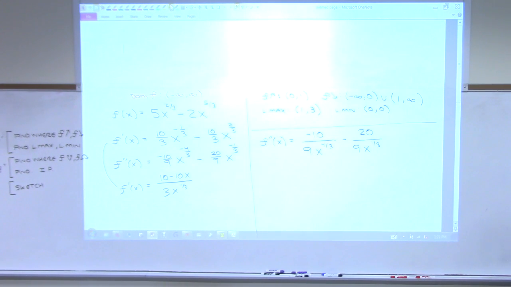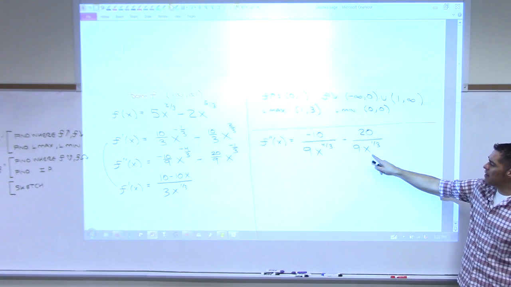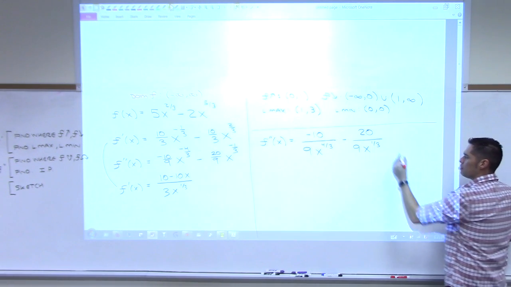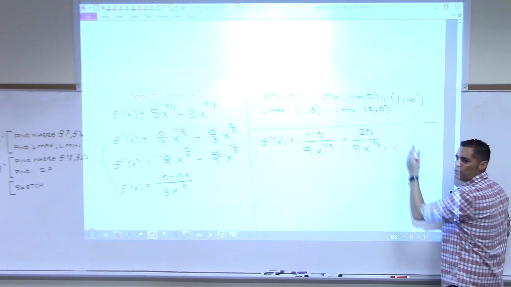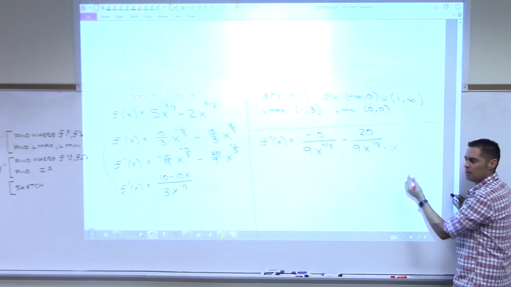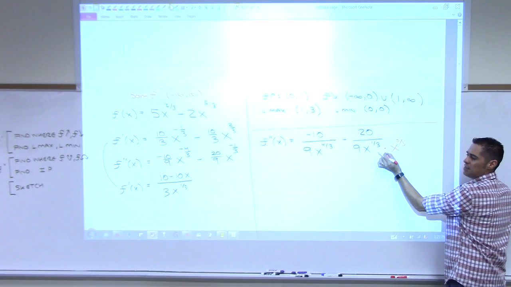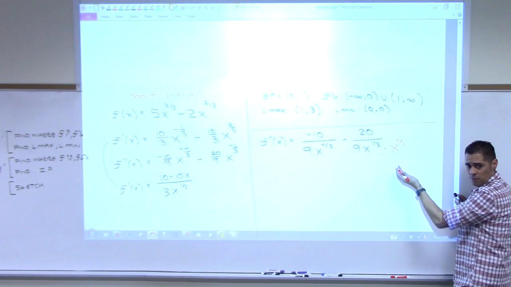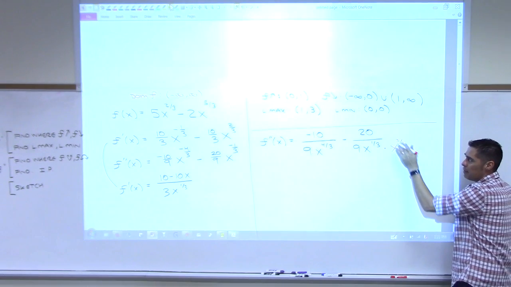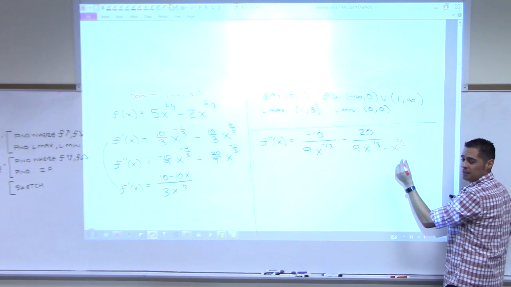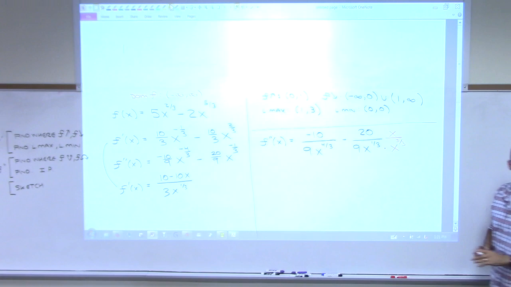What is a common denominator? 9x to the 4/3, right? If I could make them both look like that. So how do I make this one look like 9x to the 4/3? Multiply by x to the 3/3, which is just x, isn't it? Add those together: 1/3 plus 3/3 is 4/3, right? But 3 over 3 is 1, so this is just x. I'm just multiplying top and bottom by x. Understand?